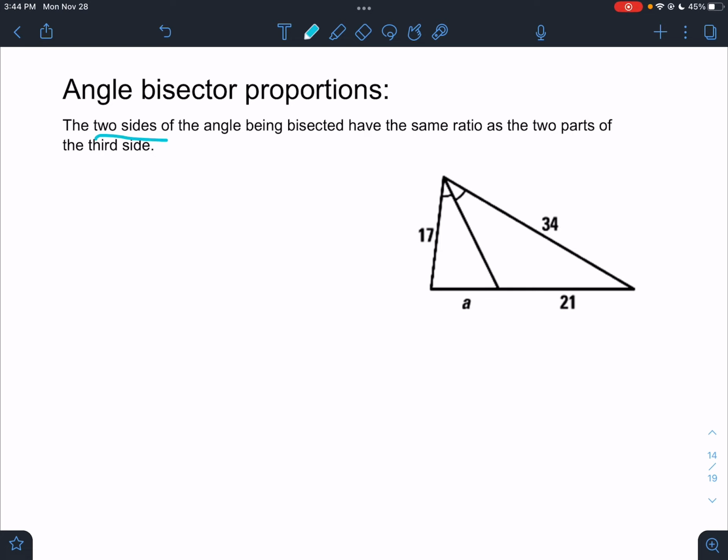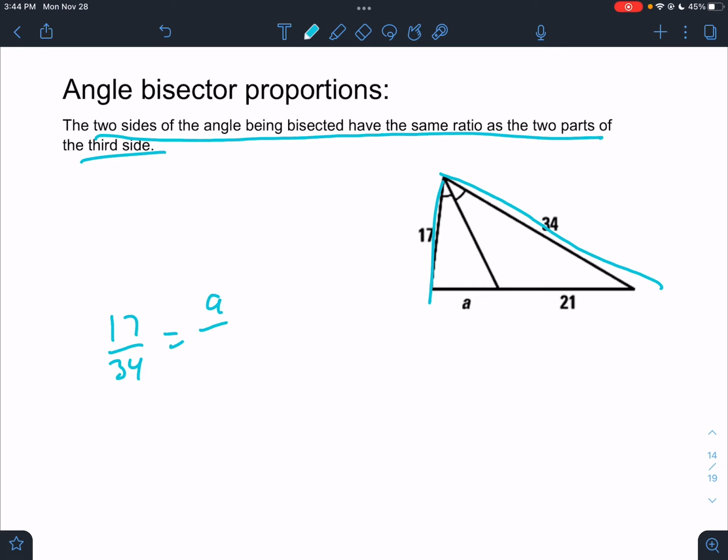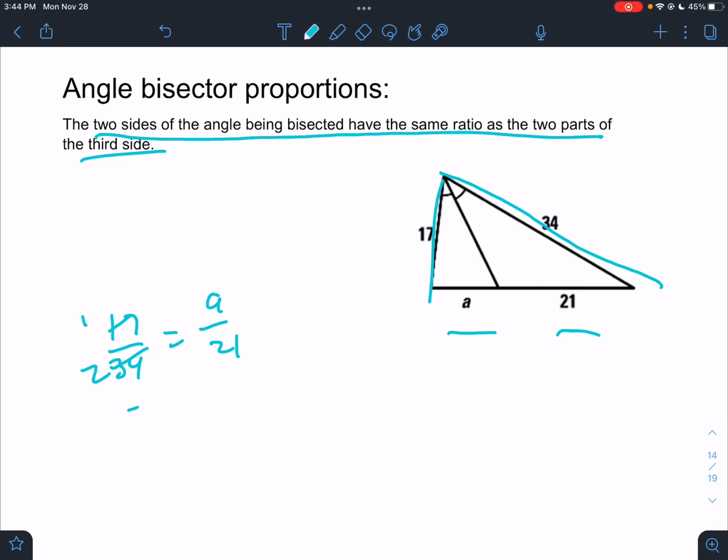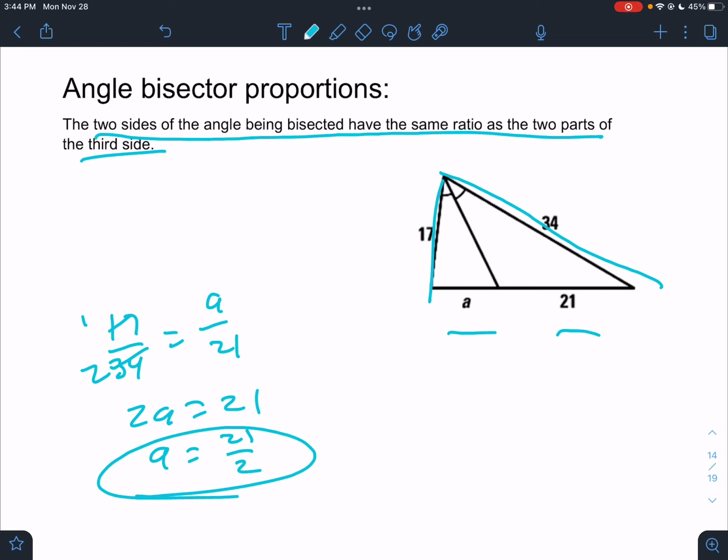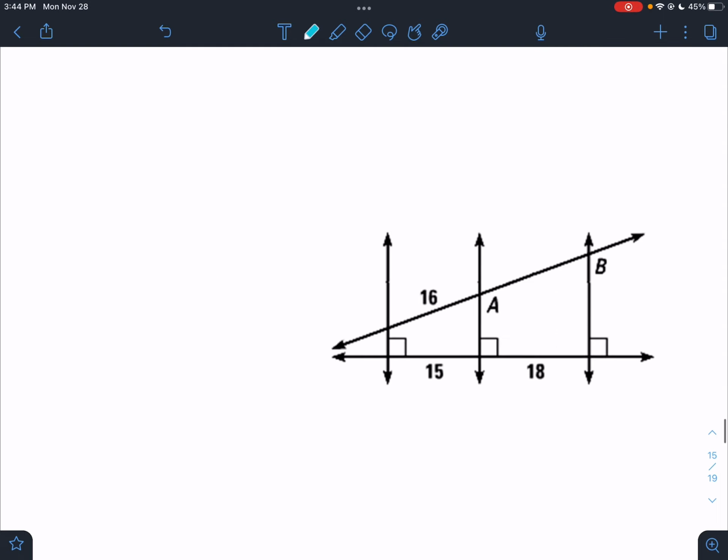And the rule says that the two sides of the angle being bisected have the same ratio as the two parts of the third side. On this picture, what does that mean? That means that the two sides of the angle being bisected, 17 and 34, have the same ratio as the two parts of the third side. That's it. 17 and 34 reduces to 1/2. So 2a equals 21. A equals 21 halves. Side over side equals part over part. You just have to know the rule. We won't practice it a lot, but be ready for it when it comes up.